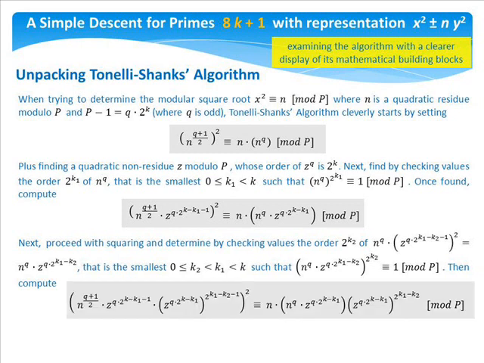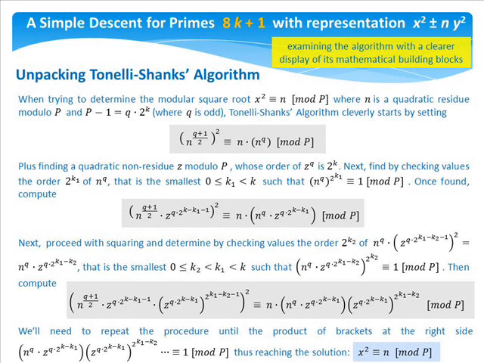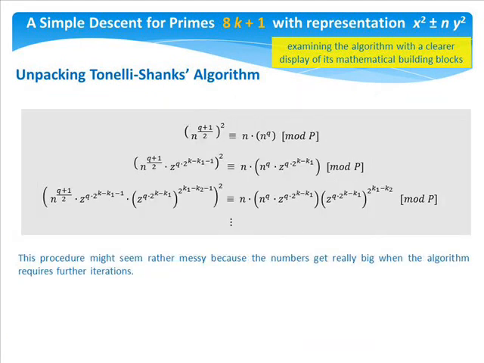Then apply z raised to q times 2 raised to k minus k sub 1, all of which raised to 2 raised to k sub 1 minus k sub 2 on both sides of the congruence. We'll need to repeat the procedure until the product of brackets at the right side are congruent to 1 modulo p, thus reaching the solution.